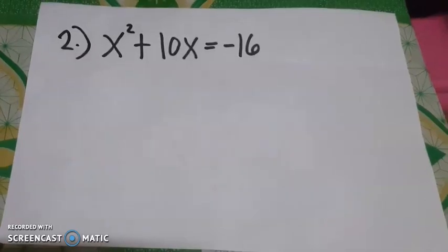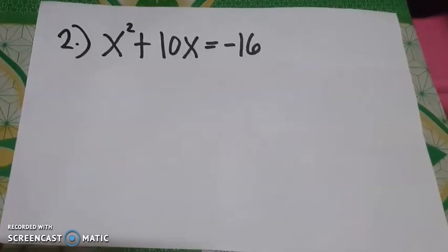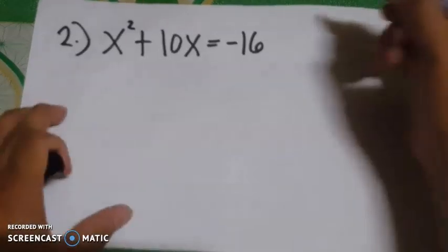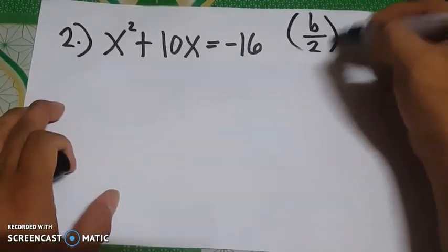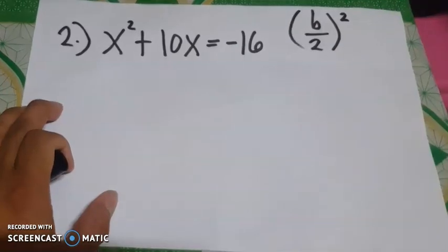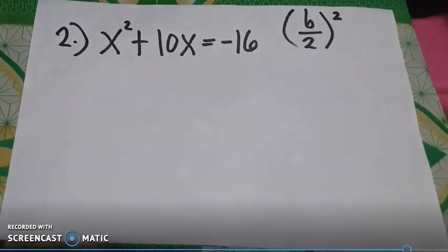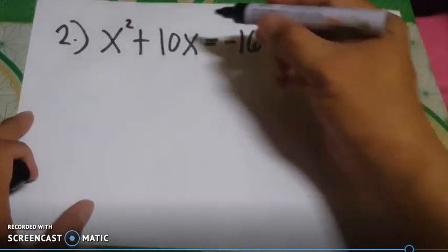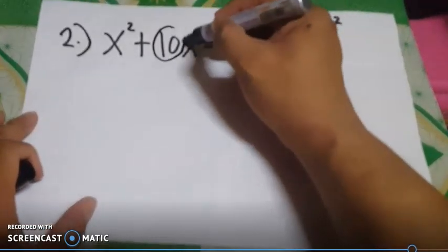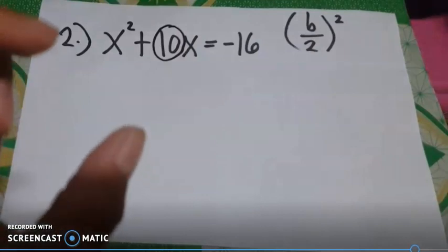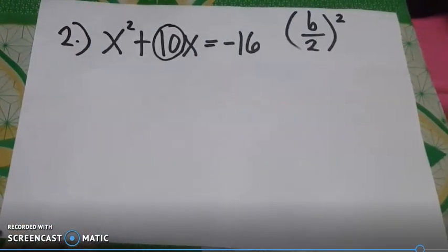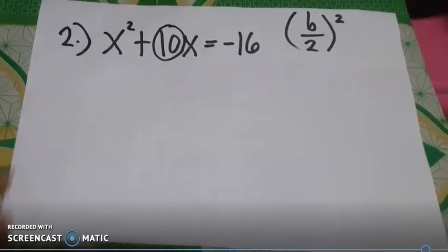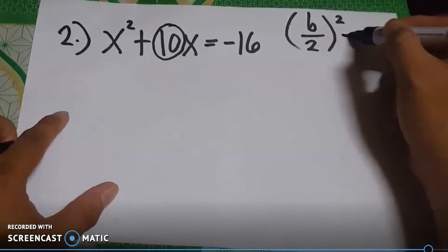So that means we are going to look right away for the number to be added on both sides of the equation. And that is by using again b over 2 quantity squared. So what would be the value of b? The value of b is 10. So the b that we are pertaining to, that is the numerical coefficient of the linear term. So b is 10, substitute it to the equation.